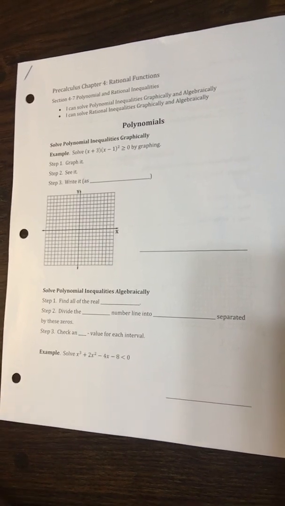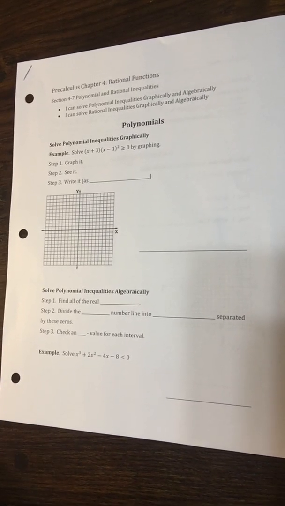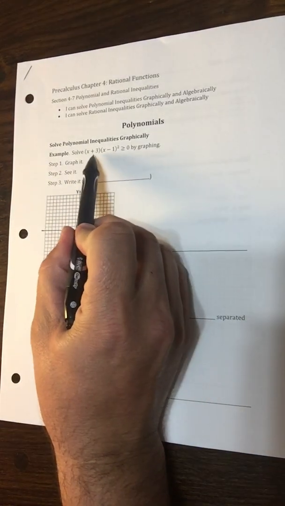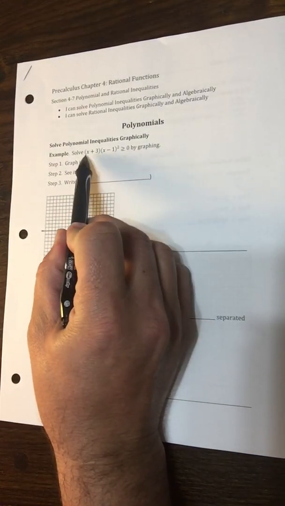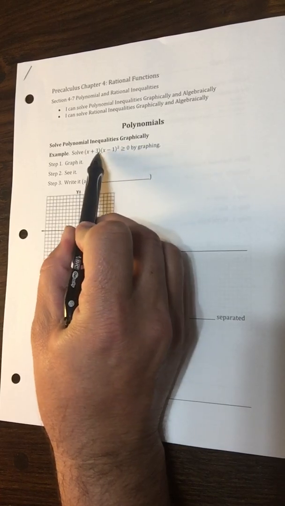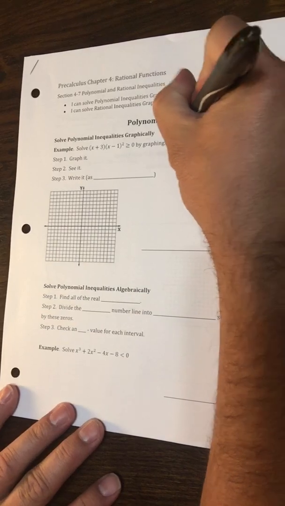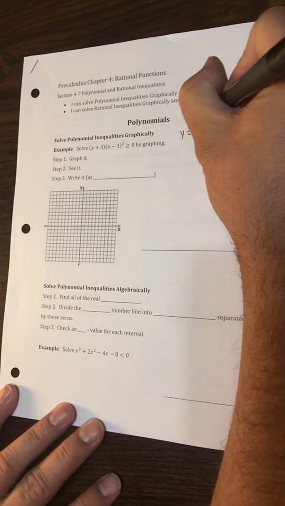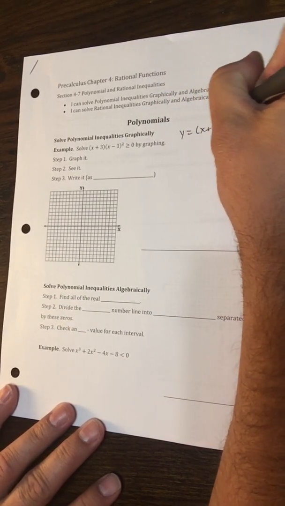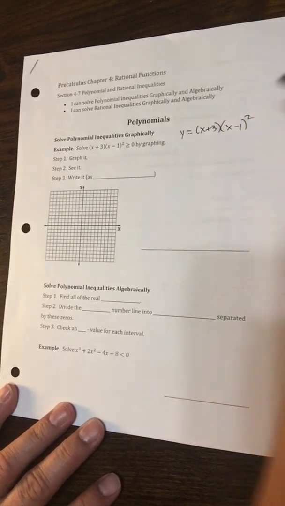All right, precalculus here is section 4.7. It's on inequalities. Okay, so look what we got going on here. We have a polynomial raised to the x to the 1 and then x squared. This would be x to the third. It's a polynomial inequality. So look, I'm taking y equals x plus 3 times x minus 1 squared.